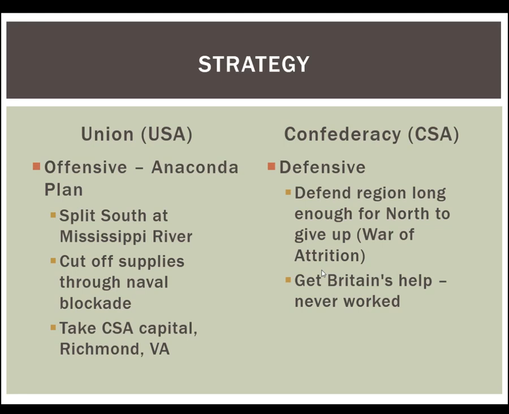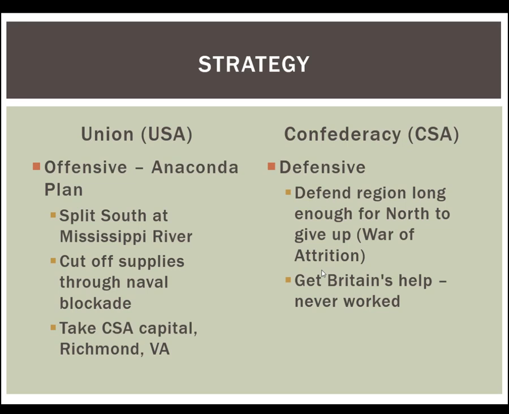The Anaconda Plan is aptly named after the large constricting snake that, of course, surrounds its prey and then squeezes it to death. So that's basically what the Union is trying to do to the Confederacy, and we'll look at that in just a minute.